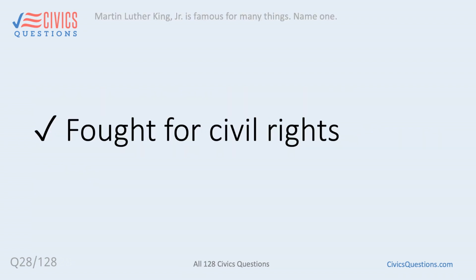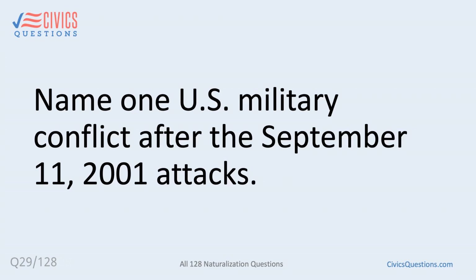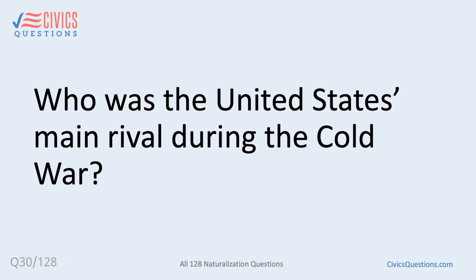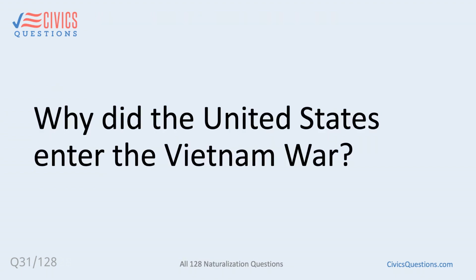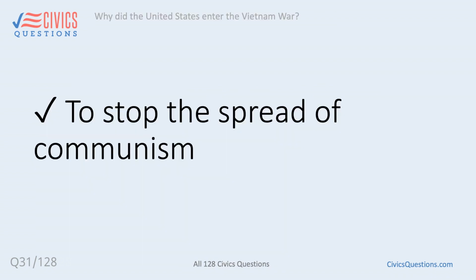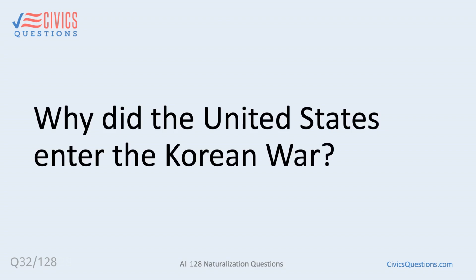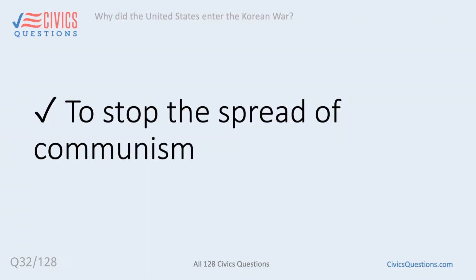Fought for civil rights. Name one U.S. military conflict after the September 11, 2001 attacks. War in Iraq. Who was the United States' main rival during the Cold War? Russia. Why did the United States enter the Vietnam War? To stop the spread of communism. Why did the United States enter the Korean War? To stop the spread of communism.